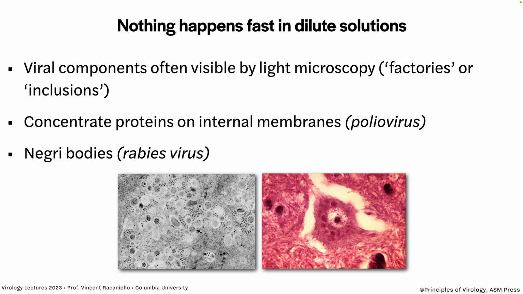And these components that are concentrated, we can often see them by light microscopy because they're so big. They're much bigger than the virus particles. And we call them factories or inclusions because they were described years ago before people understood what they were. So they said, it's a virus factory. There are two examples here. One is, as I just mentioned, poliovirus infected cell. The RNA synthesis is done on the surface of these double membrane vesicles.